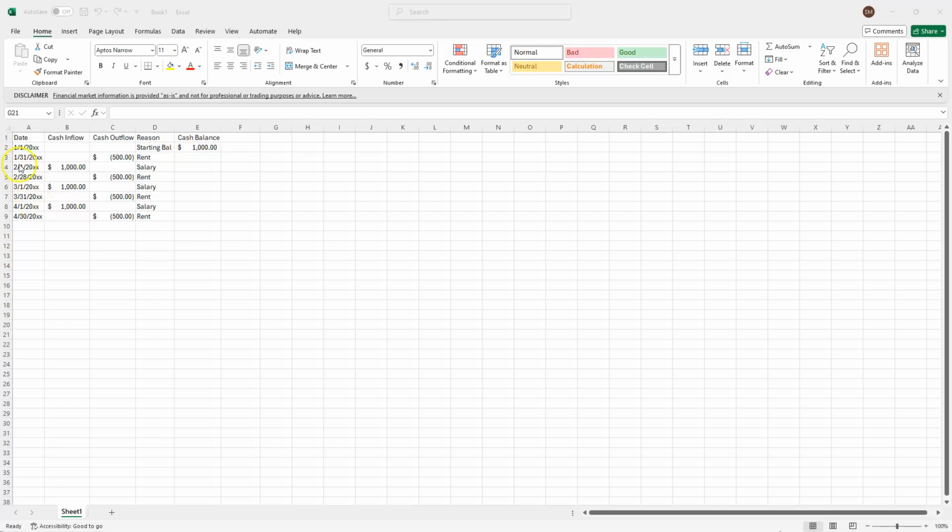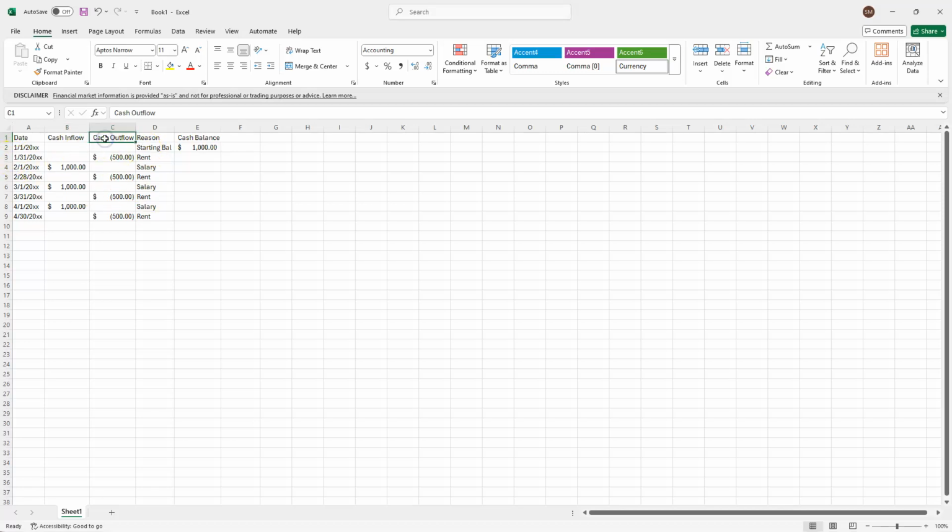What you would first do is set up these 5 columns. The first column being your date column that would track all your transaction dates. The second column we would label cash inflows, and it would mark any sort of realized income. In this example, I use salary.